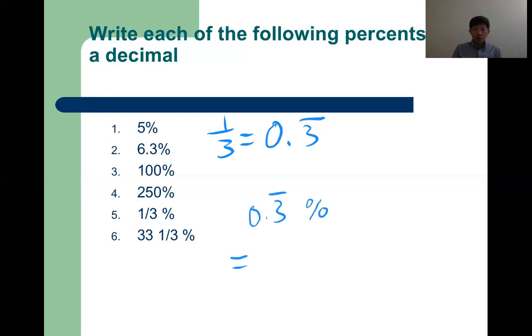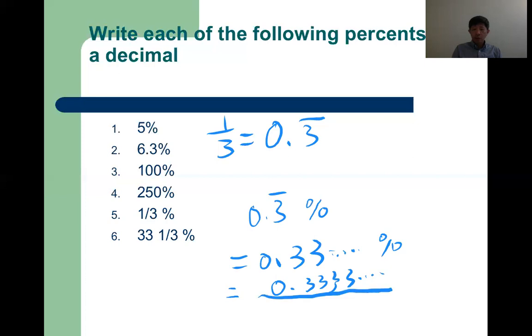Now actually it's 0.333 repeating percent. Is that right? And then which is equal to 0.333 on the top as the numerator, and then the denominator is equal to 100, right? So we're going to move the decimal point, divided by 100.